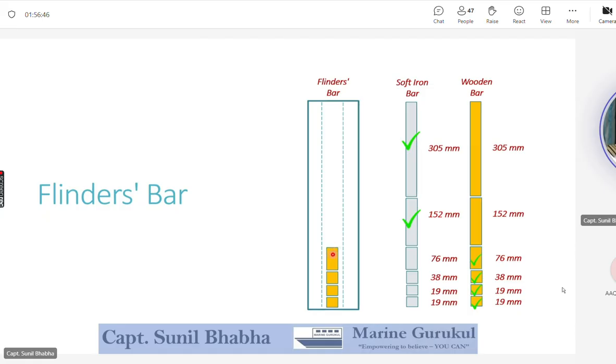Now once these wooden pieces are placed at the bottom of the flinder bar casing, he now picks up the required soft iron pieces, 152 mm and 305 mm, and he drops these pieces into the flinder bar. So you can see this 152 mm piece and the 305 mm piece dropped in the flinder bar, and now you can see the top end of the soft iron bar will be in level with the compass card or as required. So the bottom portion is filled using the wooden pieces, thus making the flinder bar correction.